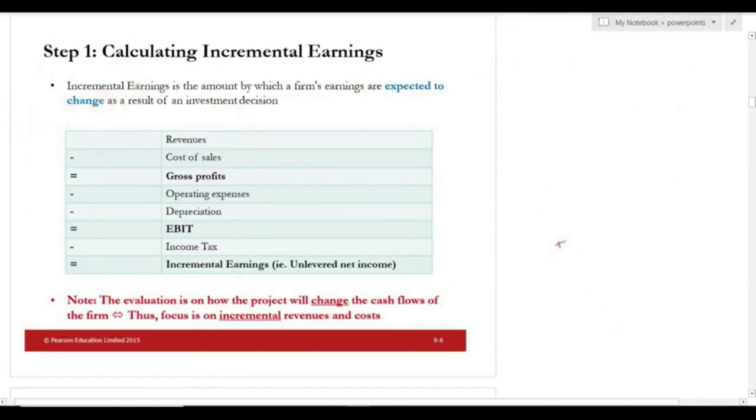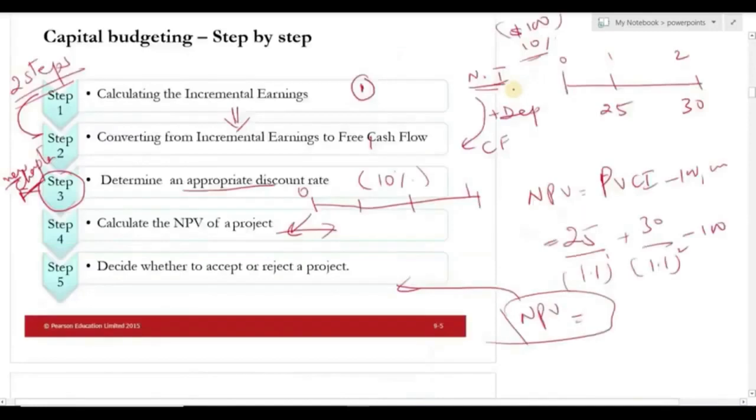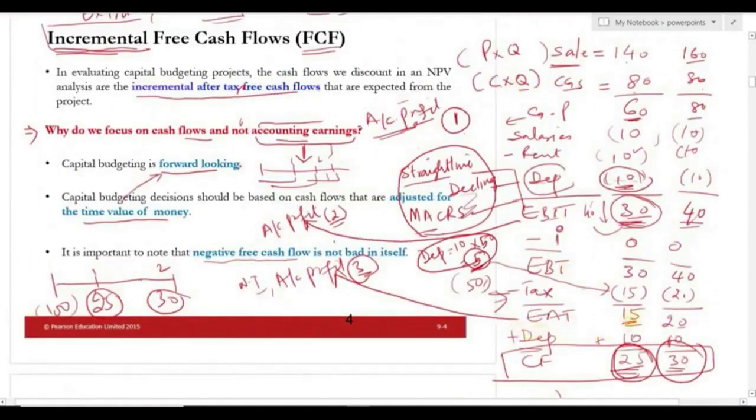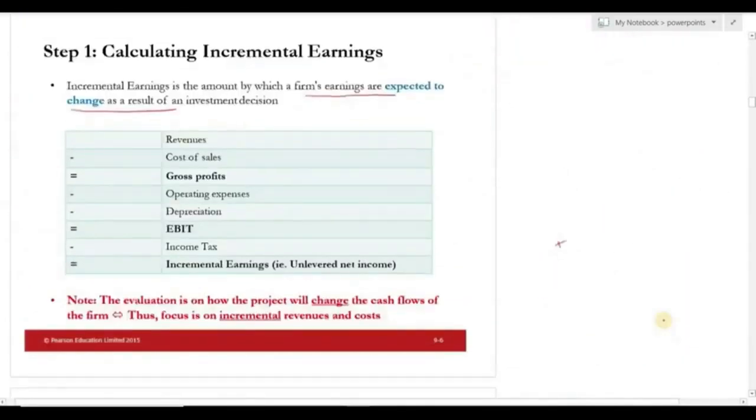Number 1, incremental earning is the amount by which the firm's earnings are expected to change as a result of an investment decision, right? I just told you in the previous example, so what are the incremental earnings? Incremental earnings were 15 and 20, right? So these are the incremental earnings. Meaning now the company's worth would increase in year 1 by 15 and in year 2 by 20.